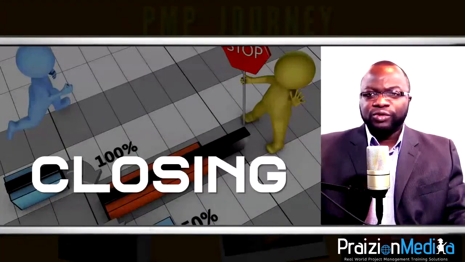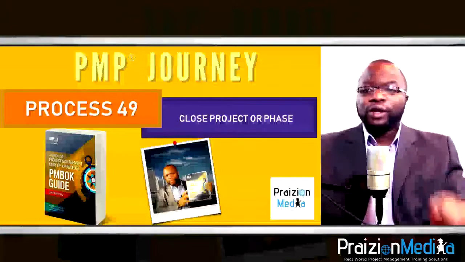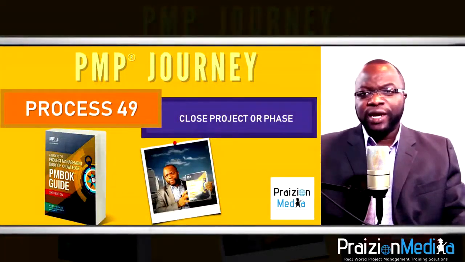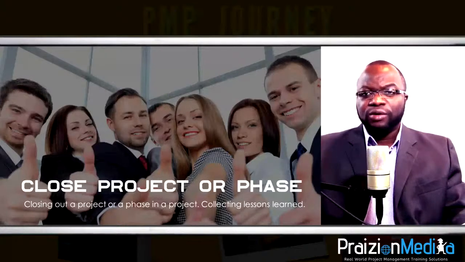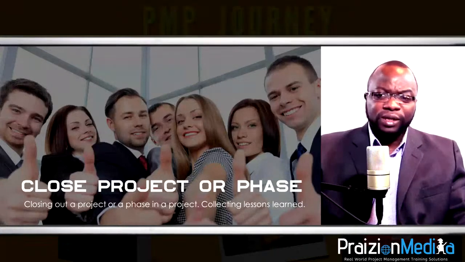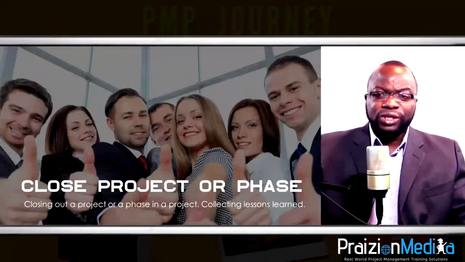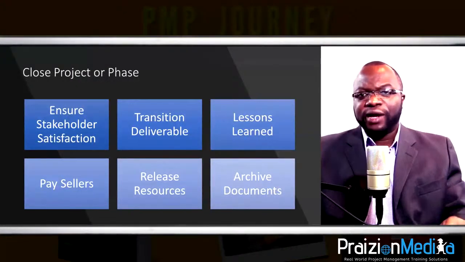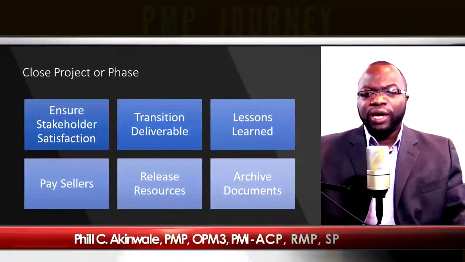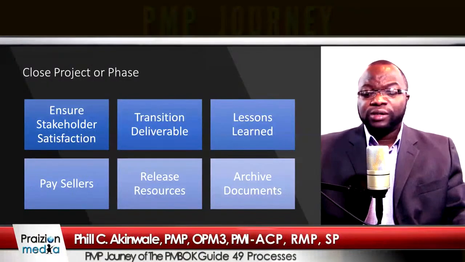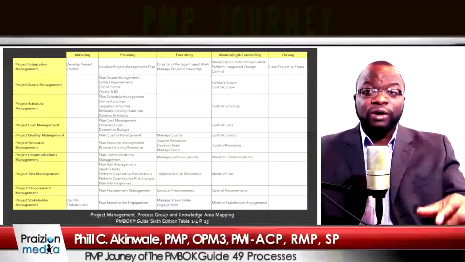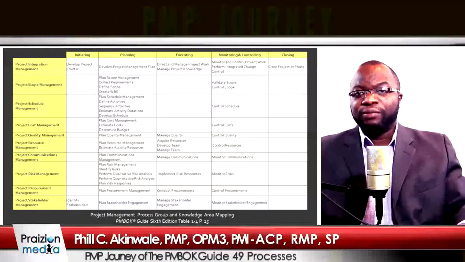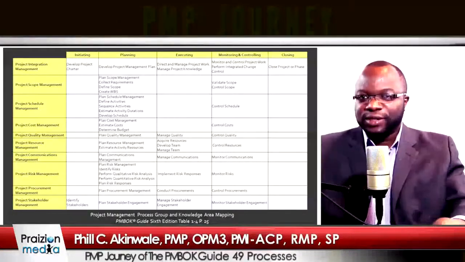The final process group, the closing process group. Close project or phase is process 49. This is where you close out either a phase in the project or the project as a whole. Ultimately, you get your transition for your deliverable. We call that the final product, service, or result transition. Make sure you don't release the team until they've given you all those artifacts that were promised. So that's the end of our review of the 49 processes of the PMBOK Guide 6th edition.